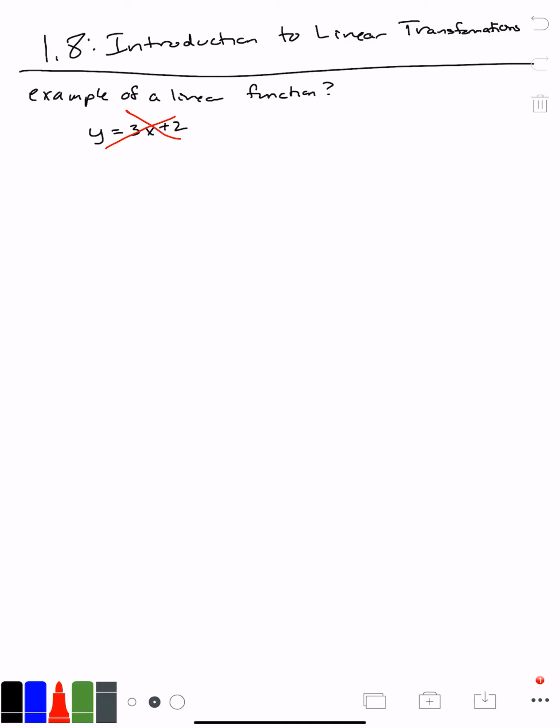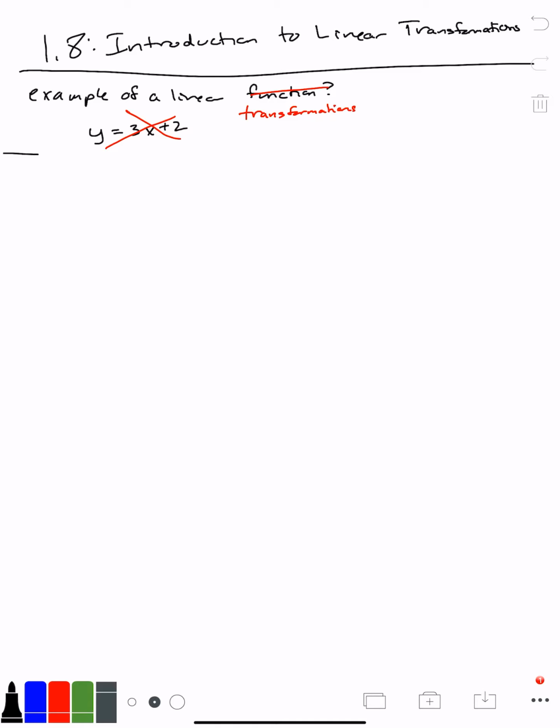Now, to make sure that we don't confuse the concept in this class with what you've learned previously, we're not going to call them linear functions anymore. We're going to call them linear transformations. It gives us a way to differentiate between what we're talking about here.